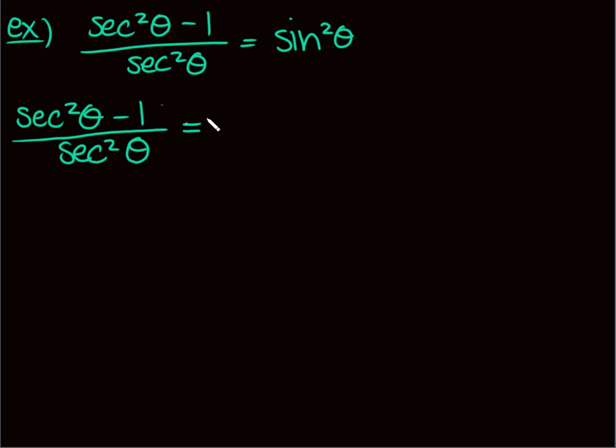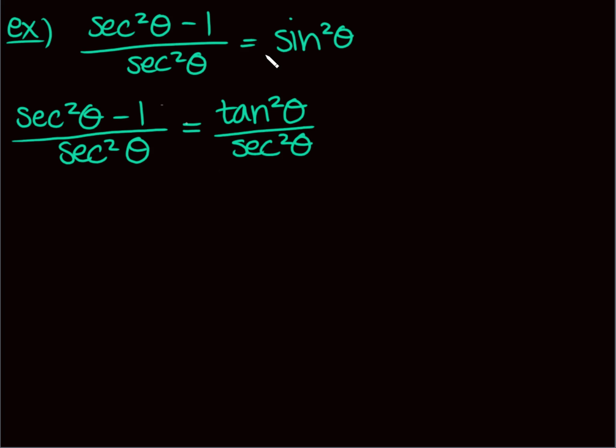Okay, so secant squared minus 1, I'm starting with the left-hand side. I want to show that it is the right-hand side. So secant squared minus 1 is equal to tangent squared. We've proven that, so you don't have to prove that. All those on that first page you don't have to prove. And then this is all over secant squared. So I have tangent squared over secant squared.